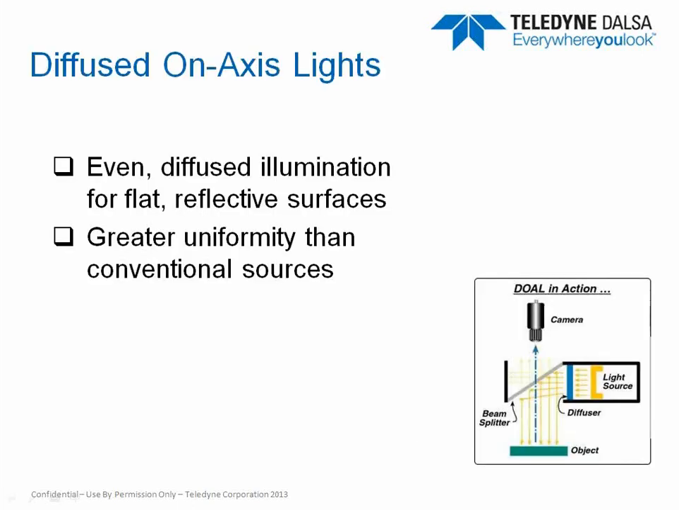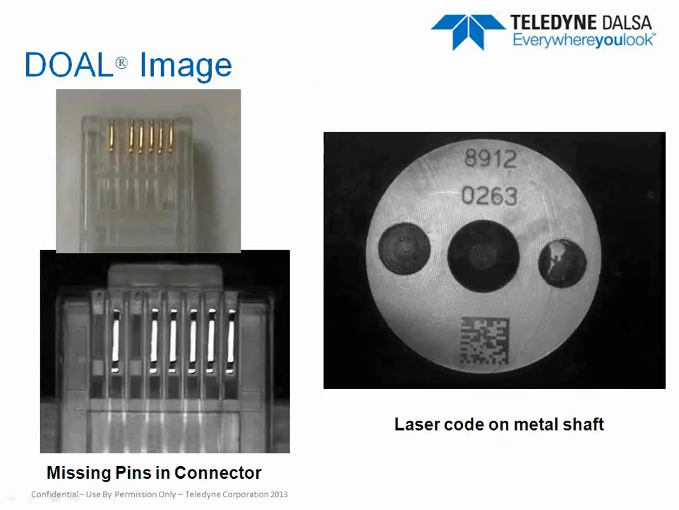Diffuse on axis gives a nice, even, flat light, especially for reflective objects. So again, very uniform light. In this case, you have a part where you want to read that 2D code or OCR. You can still see some of the machine marks, but it does a nice job attenuating any shiny areas on the part, making the code really stand out. Again, on the missing connectors, it does a nice job flattening the plastic and enhancing the pins.